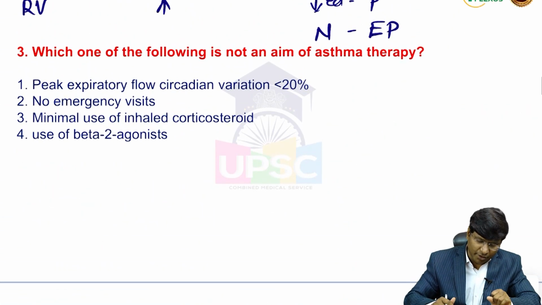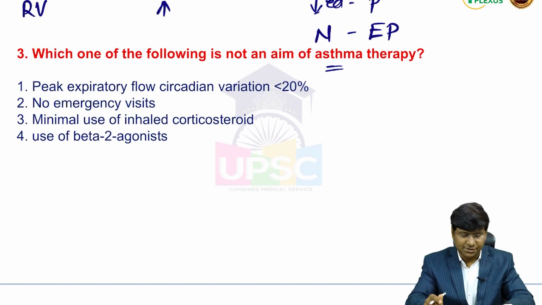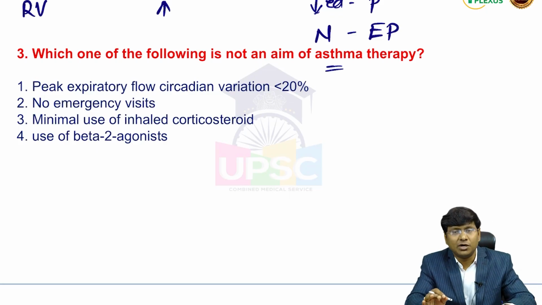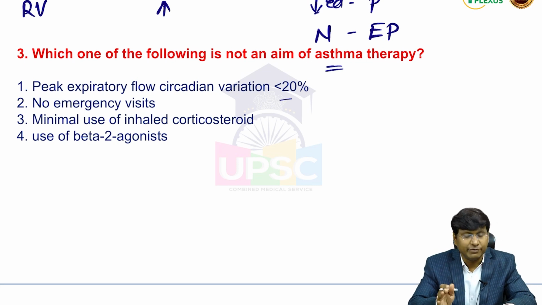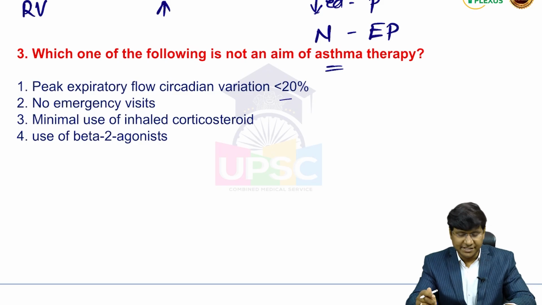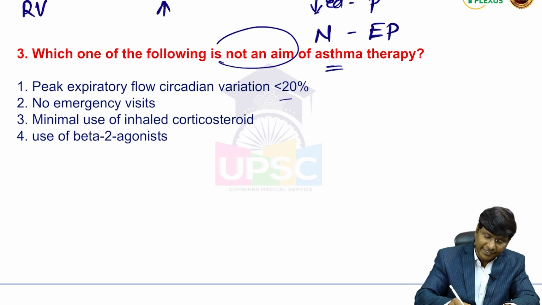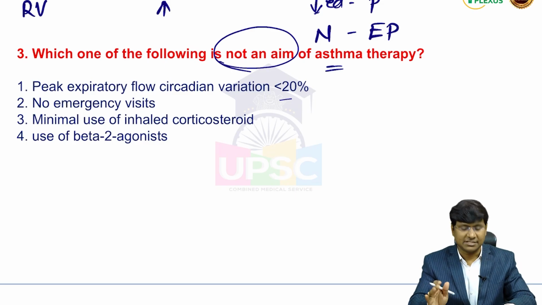The next important topic for the discussion will be asthma. Which of the following is not an aim of asthma therapy? Peak expiratory flow circadian variation less than 20%, no emergency visits, minimal use of inhaled corticosteroids, use of beta-2 agonist, right? Which of the following is not an aim of asthma therapy?